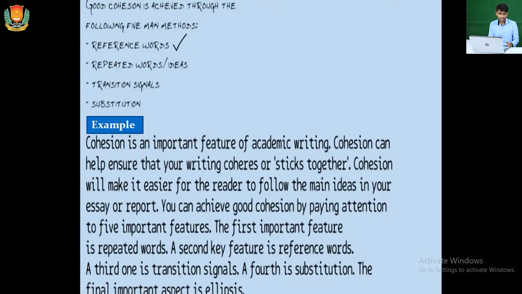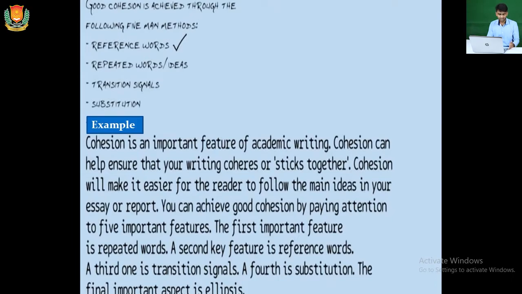Now, repeated words. If we repeat words in a text, it shows that some contextual meaning is left out, or something semantically or pragmatically is missing in the text. So we have to keep this in mind. Repeated words and ideas should not be repeated again and again. Instead, we use transition signals and substitutions.